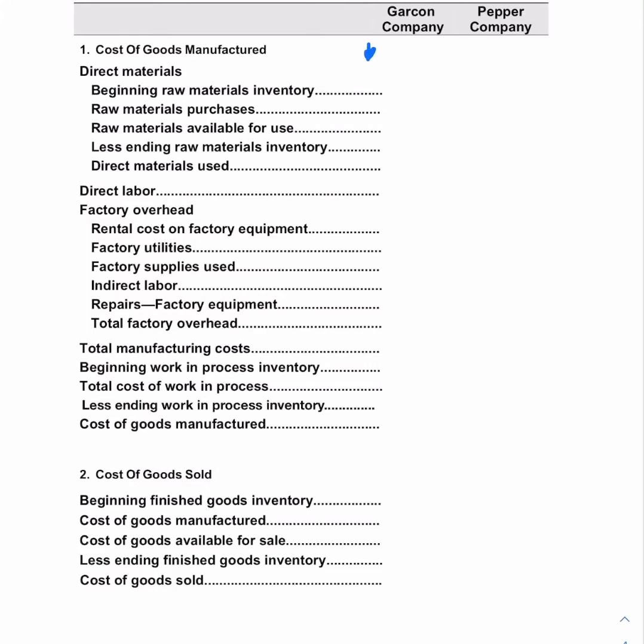Well, to do that, we need to figure out which costs are manufacturing costs. And as we talked about previously in this video, we said that those manufacturing costs are made up of direct materials, direct labor, and factory overhead. So we're going to see how all this comes together in this report for us so we can get some useful information out of all of this.